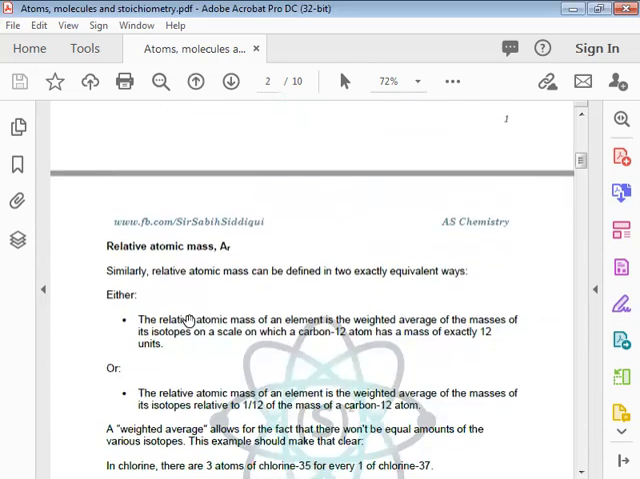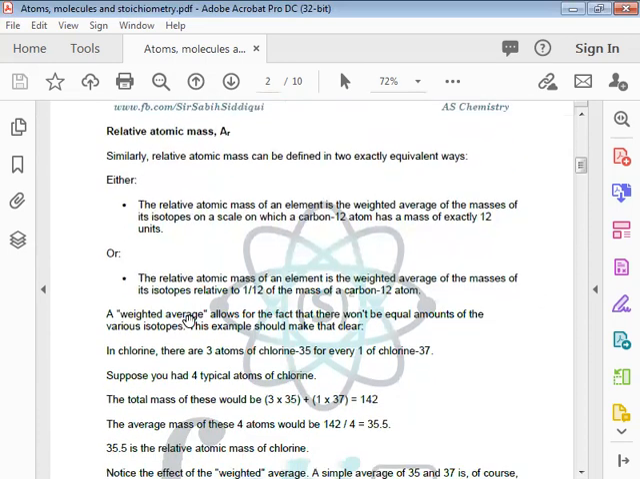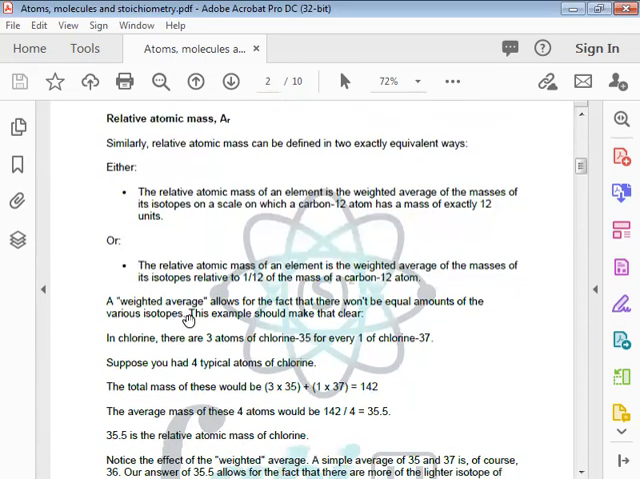Moving on, the next thing is relative atomic mass. Now, the words are very confusing, but we need to be cautious about it. Relative isotopic mass is mass of individual atoms. But relative atomic mass is not mass of individual atoms. What is relative atomic mass? You are right. It is the average mass of an atom.